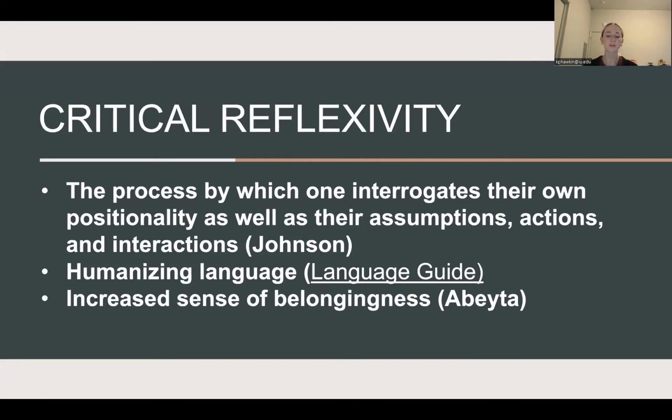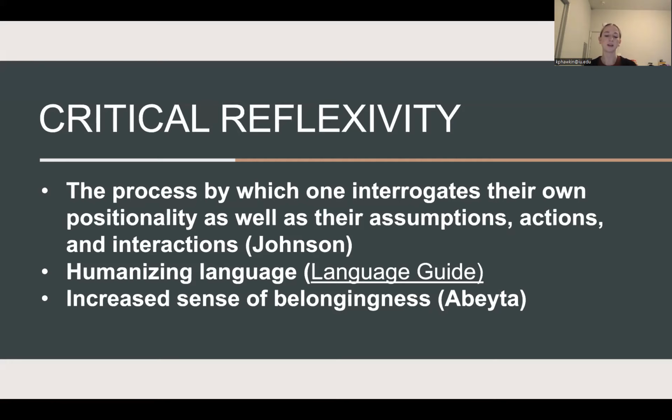Drawing from the frameworks and perspectives offered by justice-involved scholars like Hernandez and Caligari, the first recommendation I offer for pedagogical application involves critical reflexivity. Critical reflexivity refers to the process by which one interrogates their own positionality, as well as the ways in which their identity informs their assumptions, actions, and interactions with others.